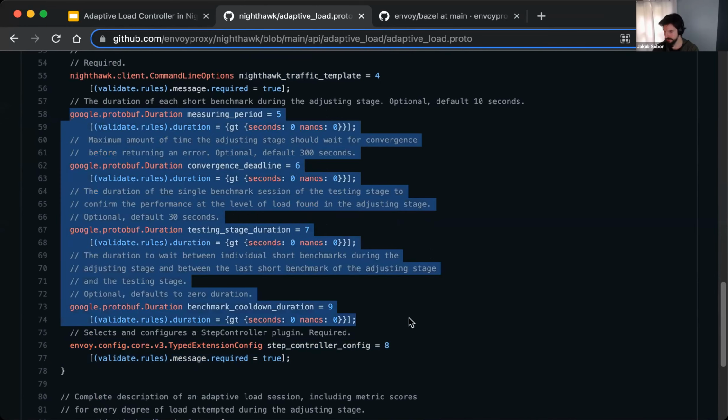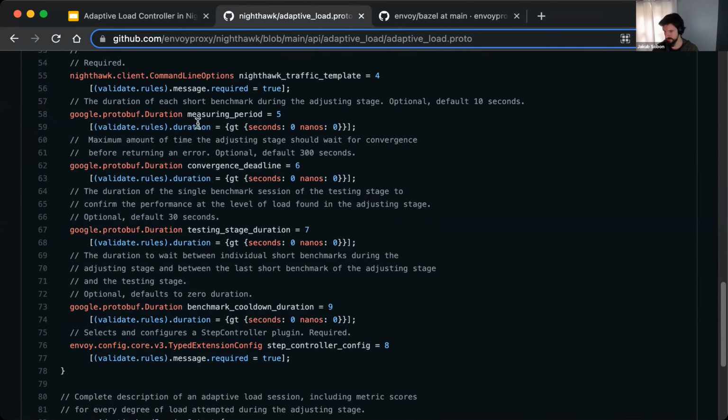The remaining portion of these are just various timers where you can set how long each of the iterations will take, what is the maximum deadline or total deadline until the system has to converge or bail out, what will be the duration of the green area of the graph or the testing stage, and what will be the duration of the gap between individual iterations. We call this cooldown, so that the system that we are applying the load to has time to recover.